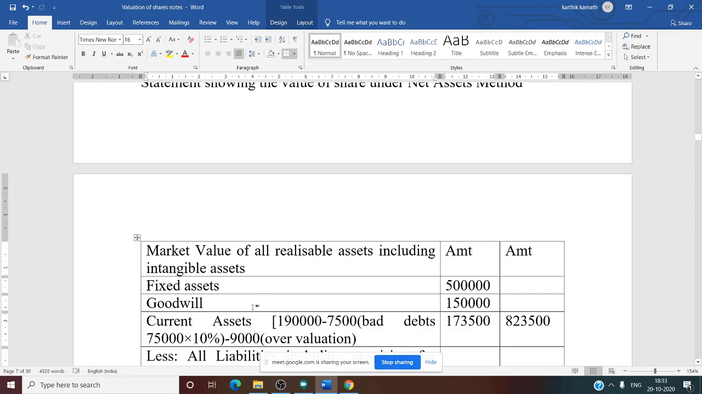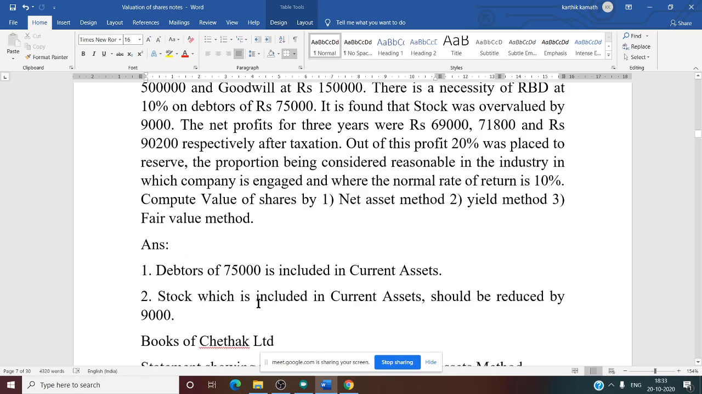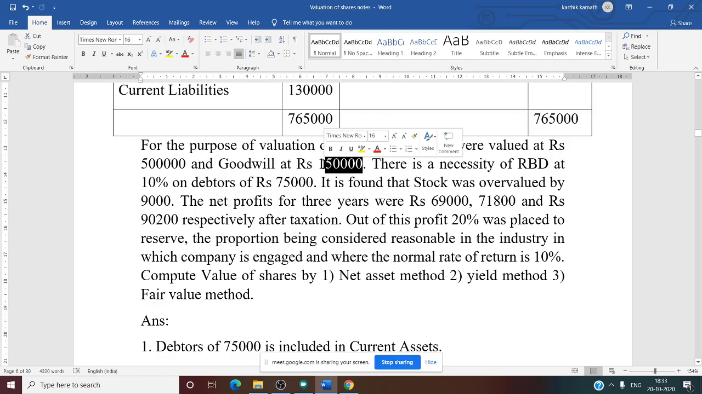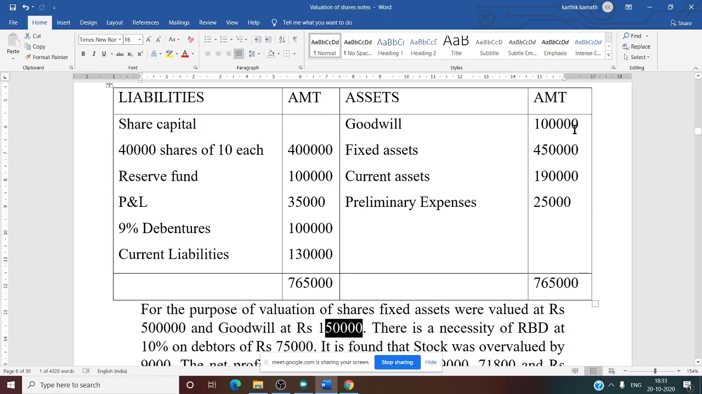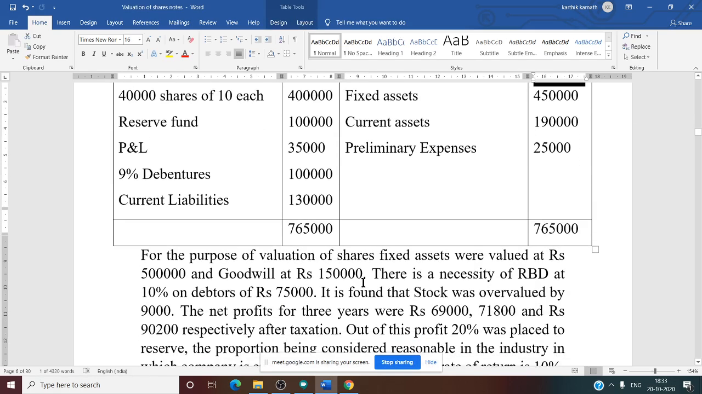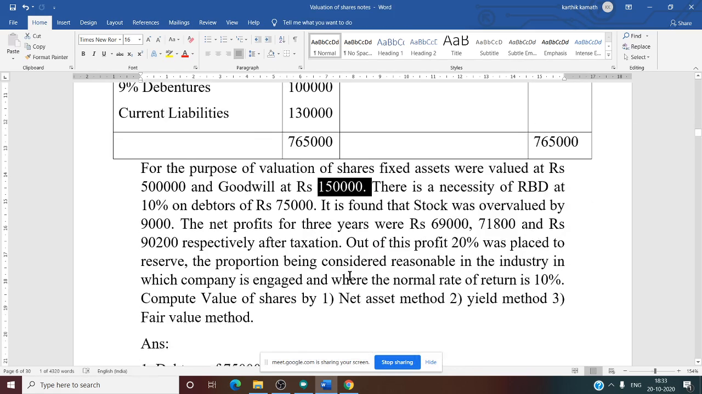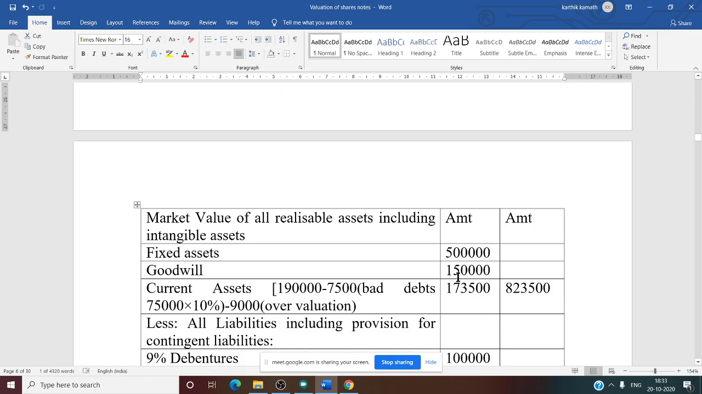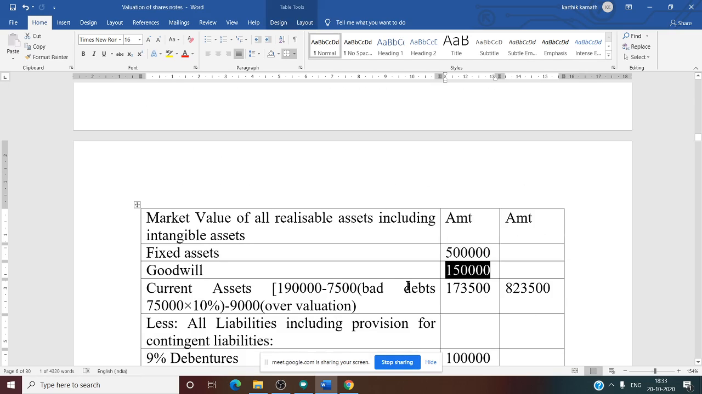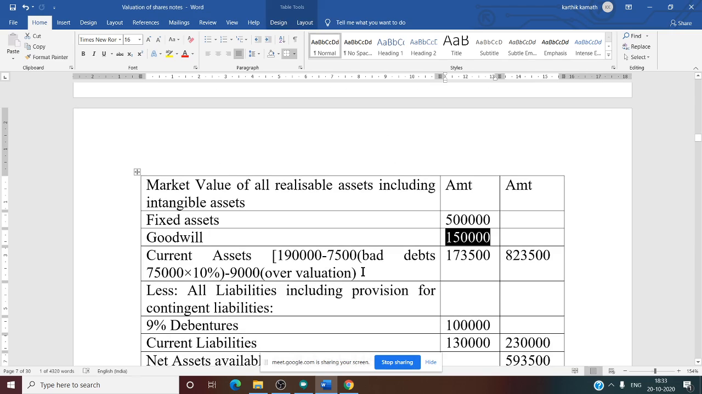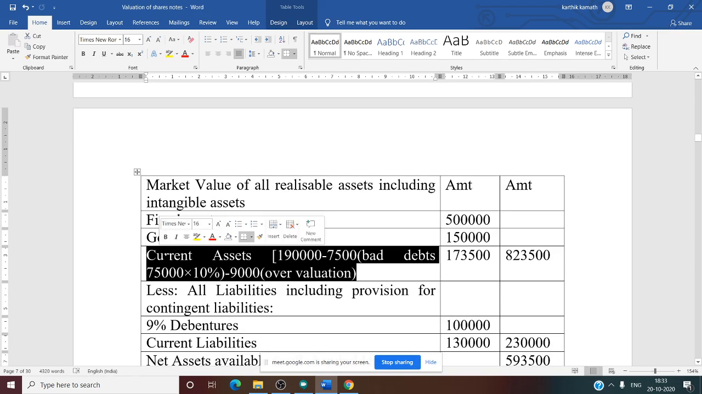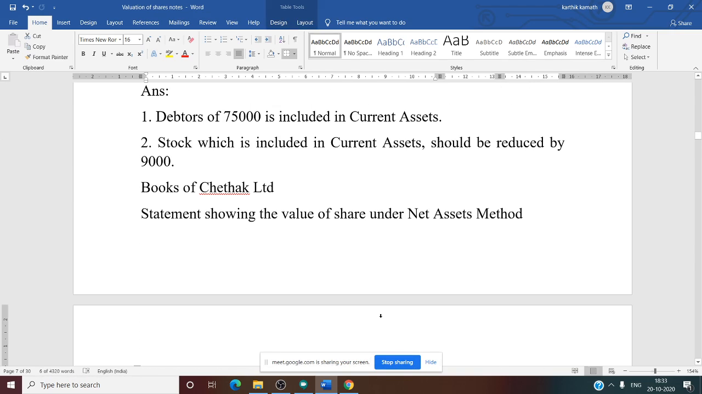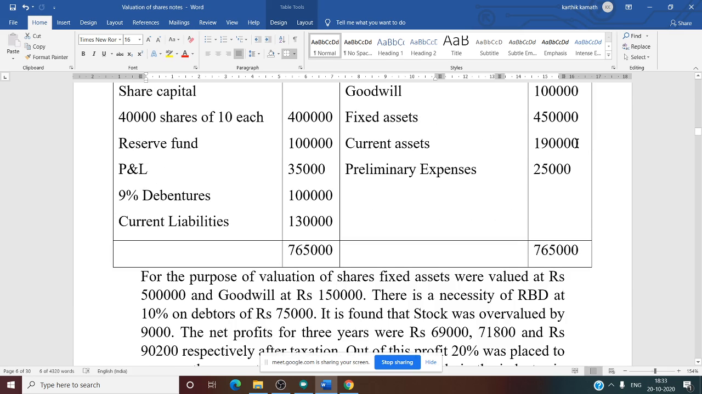Similarly, goodwill. Goodwill 1,50,000 we have taken because it is given in the adjustment. In the balance sheet, original book value is 1 lakh. Given in the adjustment, that is market value 1,50,000. We should take market value 1,50,000. Yes. Now current asset, there is an adjustment. What is the total current asset given in the question? 1,90,000. See this. 1,90,000 is the total current asset.